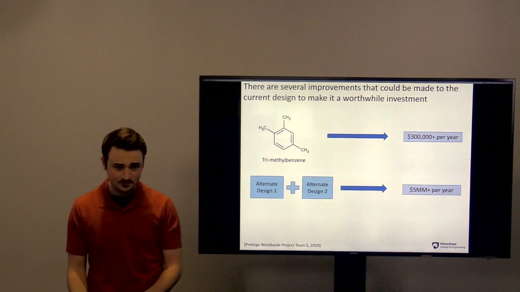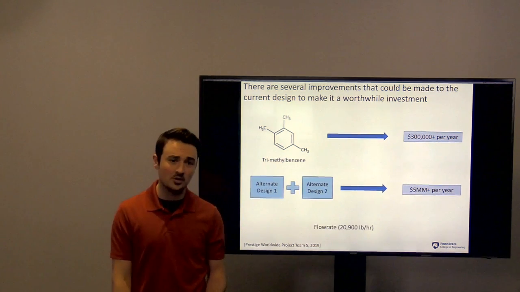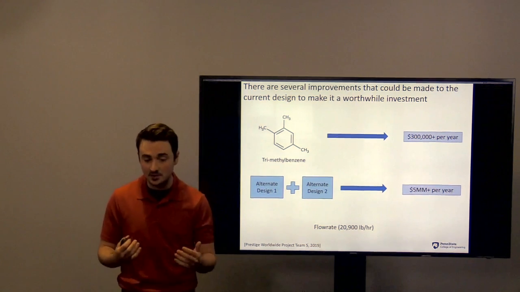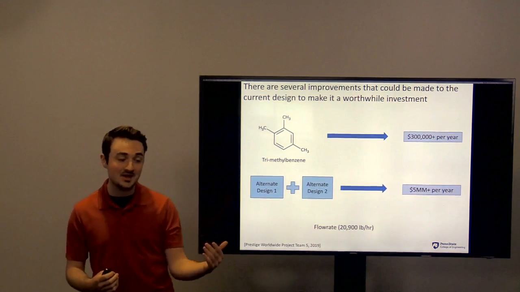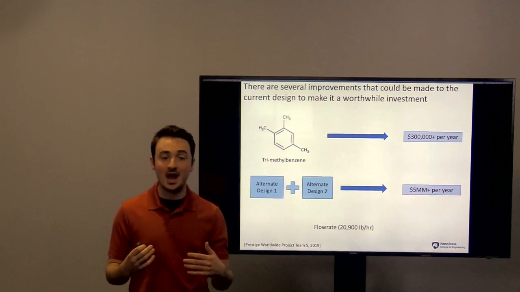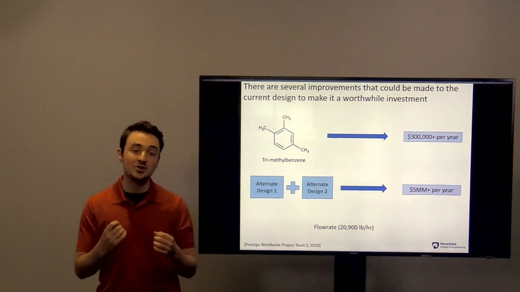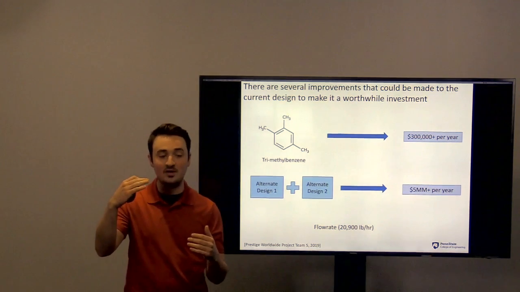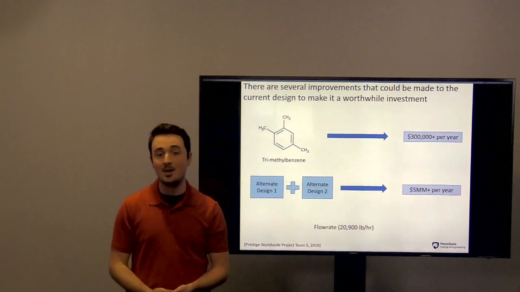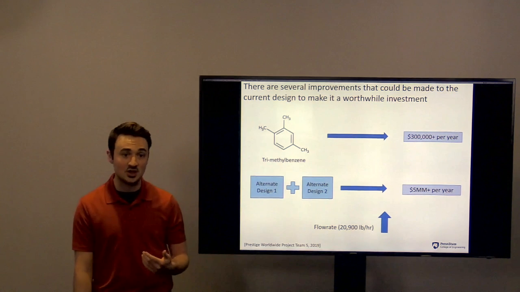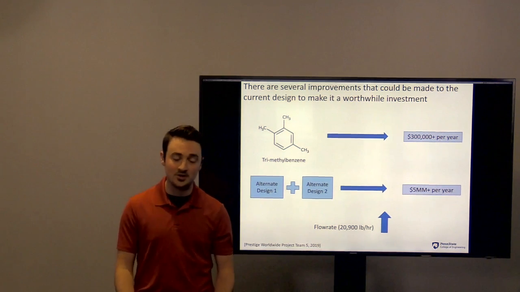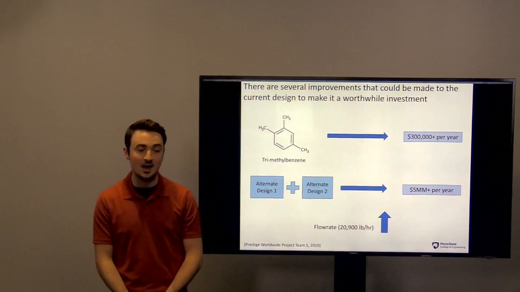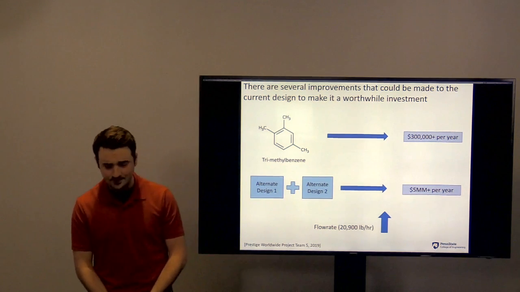Also, I'd like to mention that our flow rate, which was 20,900 pounds per hour, could be increased. If this flow rate is increased, we would increase the capacity of our plant. However, the capital required to reach our purities would not increase linearly with that, so we would have an additional revenue increase that was greater than our capital increase. So we would suggest that increasing our flow rate would also help increase the production of our plant and increase the economic feasibility of the plant.